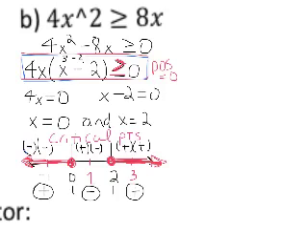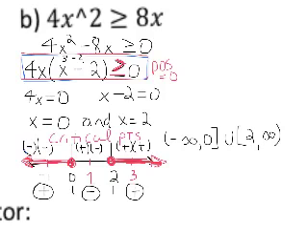So the answer in interval notation would be, you're going to have a union. It would be from negative infinity to 0. We include 0 with a bracket, union, bracket 2 to infinity. So that's that final answer in interval notation.